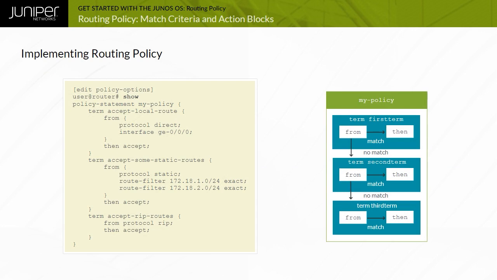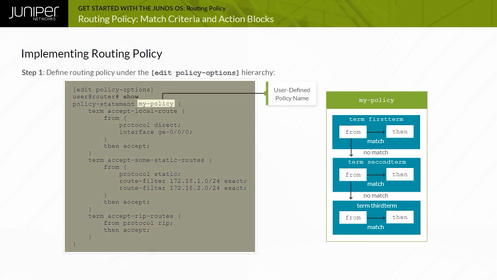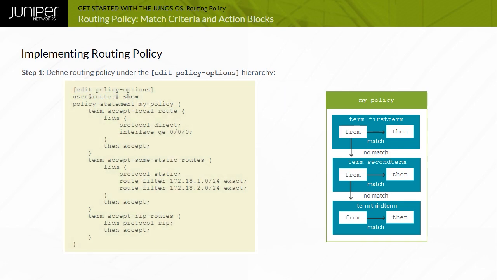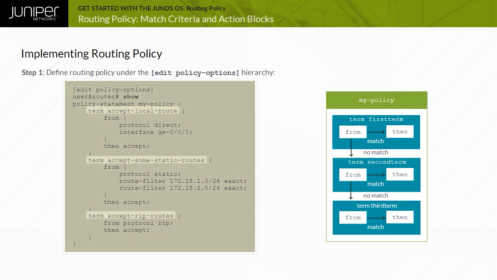Implementing policy requires two distinct steps. The first step is to define the routing policy. In Junos OS, you define routing policy under the Edit Policy Options hierarchy level. The example code shows a sample policy with 3 distinct terms.